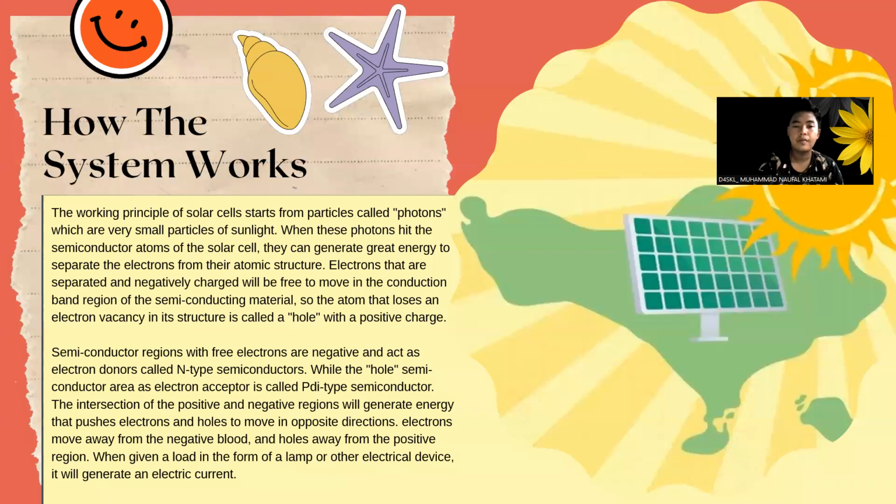Okay, next. How the system works. The working principle of a solar cell starts from photons striking the cell, which are very small particles of sunlight. When these photons hit the emitter atom of the solar cell, they can generate enough energy to separate the electrons from their atomic structure. Electrons that are separated and negative will move in the conduction band region of the semiconductor material.